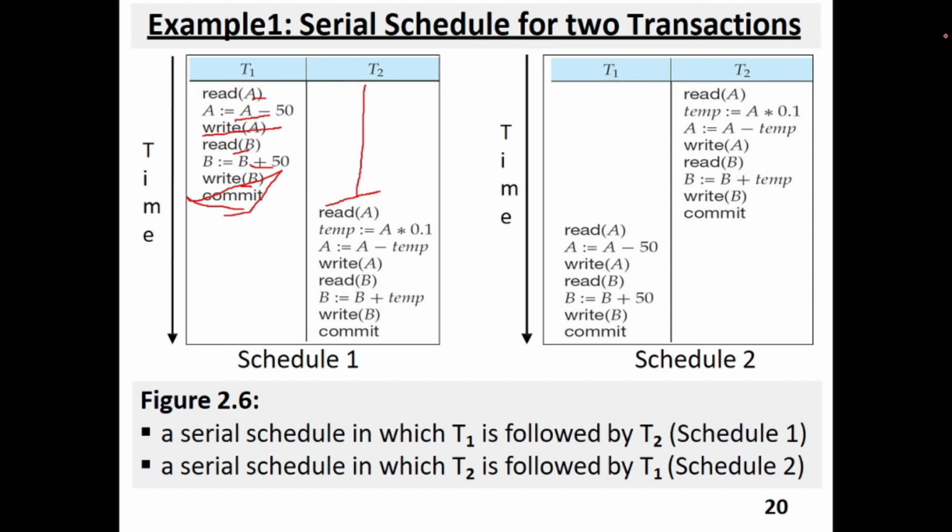Then the next one writes A, reads B, changes it also, and writes B, then after that commits the second transaction. So this is a serial schedule.